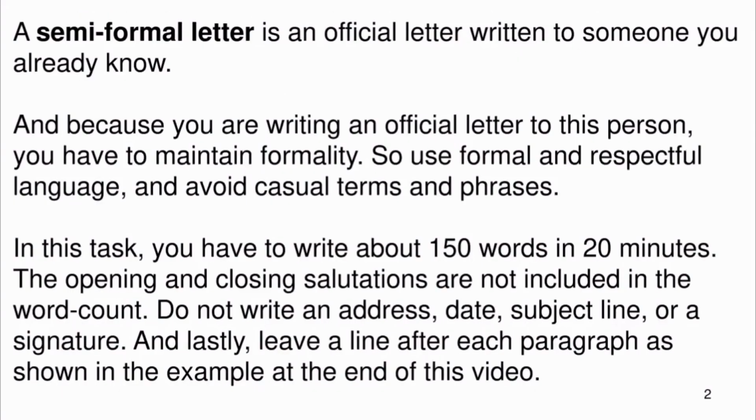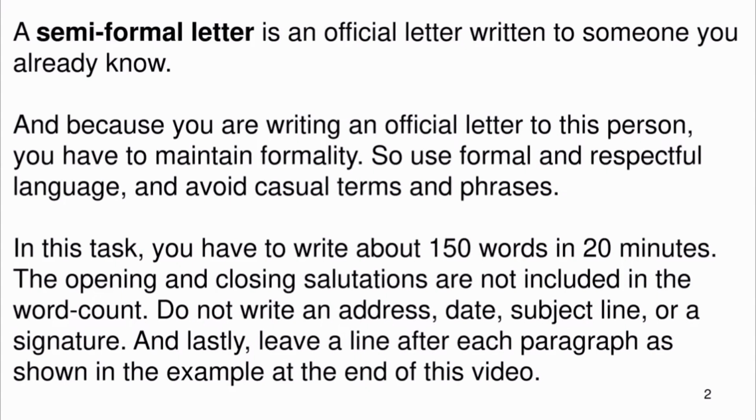A semi-formal letter is an official letter written to someone you already know. And because you are writing an official letter to this person, you have to maintain formality. So use formal and respectful language and avoid casual terms and phrases.